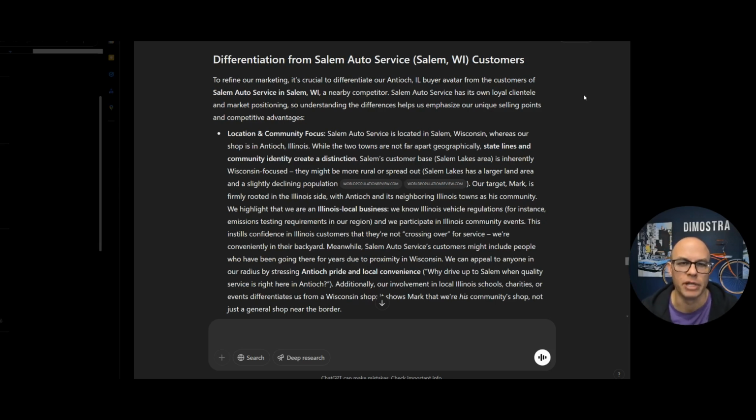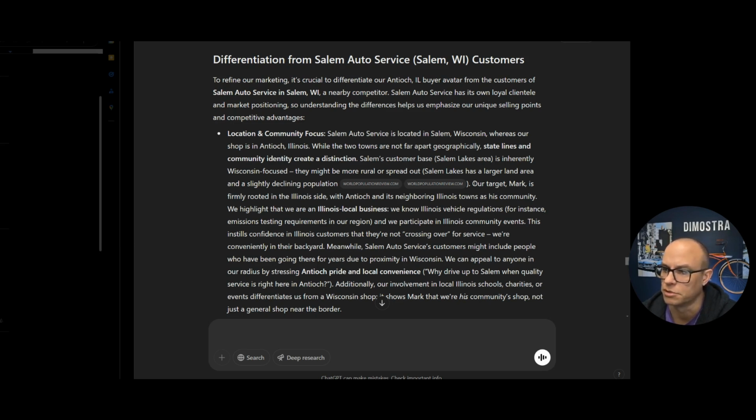All right, remember how it asked us about competition? This is some really great information here. Here's the response it gave to differentiate from Salem Auto Service, and it's pretty interesting. If we look at location and community focus right here, it says that Salem Auto Service is located in Salem, Wisconsin, whereas ours is in Antioch, blah, blah, blah.